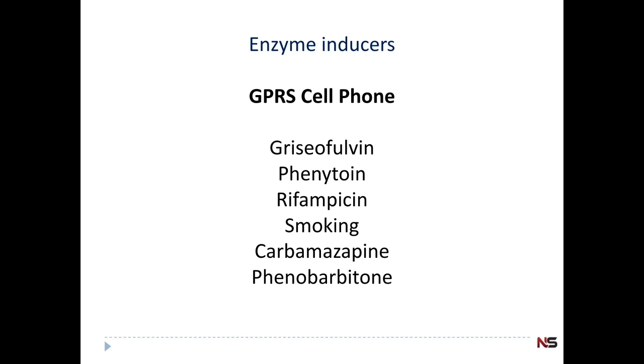G for griseofulvin, P for phenytoin, R for rifampicin, S for smoking, C for carbamazepine, the last one P for phenobarbital. Griseofulvin, phenytoin, rifampicin, smoking, carbamazepine, phenobarbital. We are moving to next question.